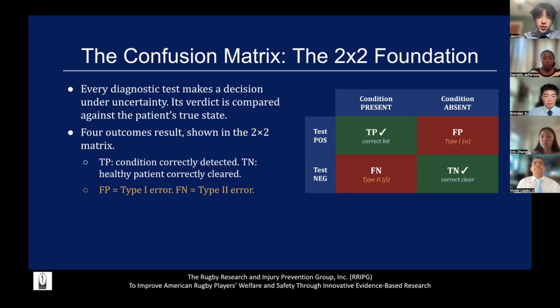The two ways that a test could be wrong are what really deserve our attention because they fail in opposite directions. One mistake is a false alarm. The test signals a problem that just isn't there.